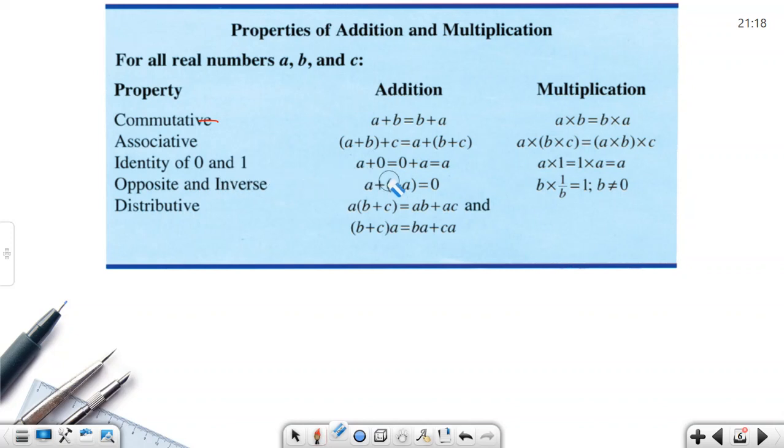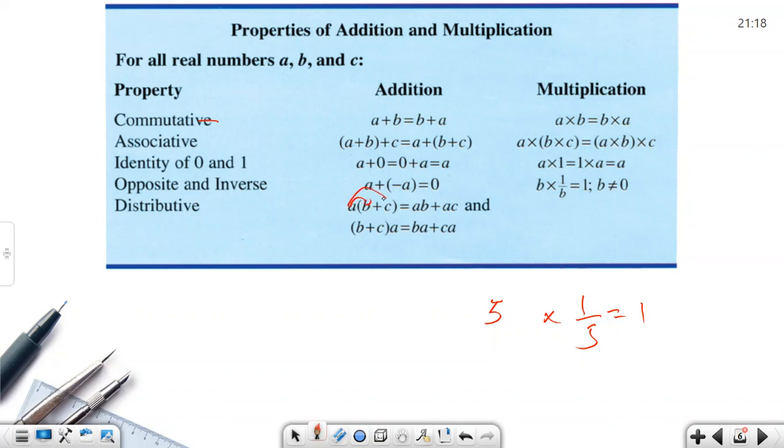Opposite or inverse: if you know 5 plus minus 5, any number plus the opposite of it equals 0. And when it's multiplication, any number multiplied by the reciprocal of it. What is the reciprocal? If you write 5, the reciprocal of 5 is 1 over 5. When you multiply them, that's going to be 1. So that's inverse or opposite. When it's multiplication, inverse. When it's addition, we call it opposite.